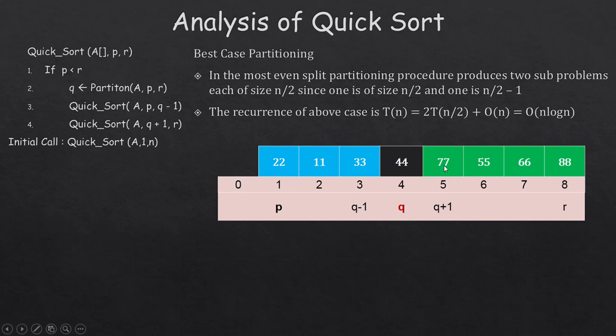Here the right piece will contain n by 2 elements. Here we have 4 elements. You can write the recurrence relation as T of n equal to 2T of n by 2 plus O of n, that is equal to O of n log n. So let me conclude. The worst case complexity of quicksort is O of n square, and the best case complexity of quicksort is O of n log n. Thank you.